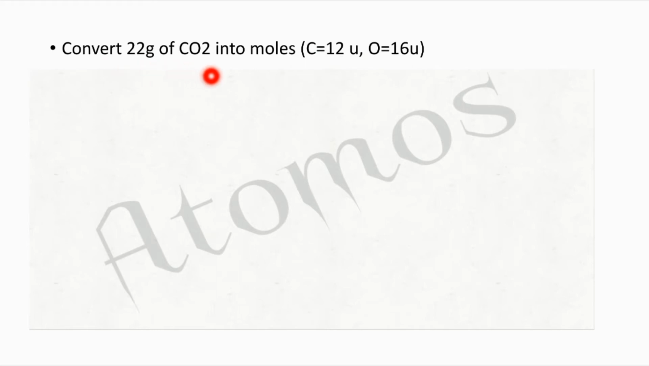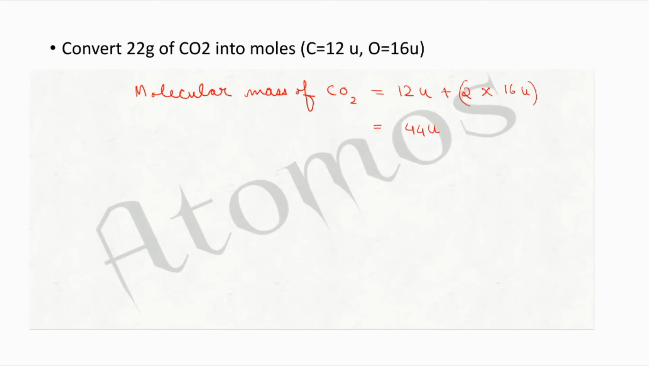Convert 22 gram of carbon dioxide into mole. They have given the atomic masses of carbon also, oxygen also. So first, as we are dealing with the molecule carbon dioxide, we will have to calculate the molecular mass. What will be the molecular mass of carbon dioxide? We have calculated that, right? One carbon will be 12 unit, and two oxygen atoms are there, and that will be 16 unit each. So totally it will become 44 unit. So this is the molecular mass of carbon dioxide. That is the mass of one molecule of carbon dioxide.